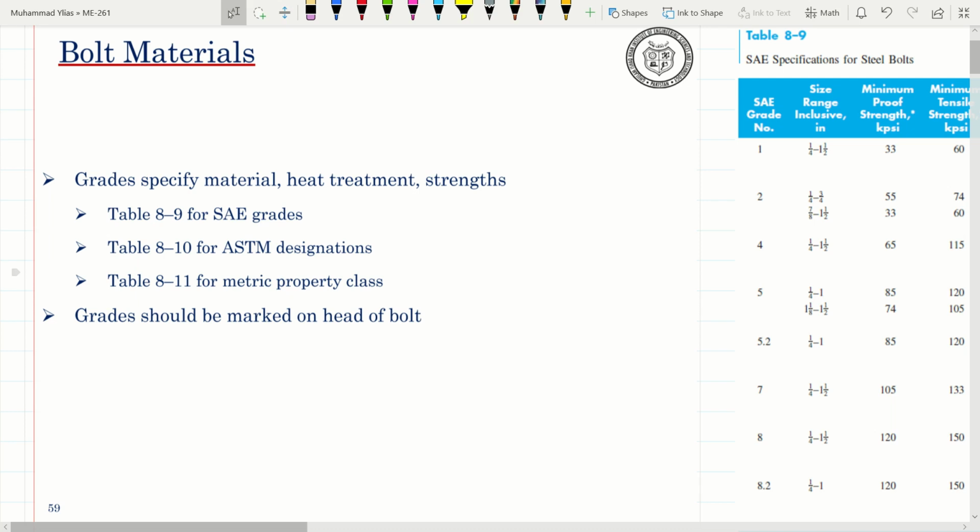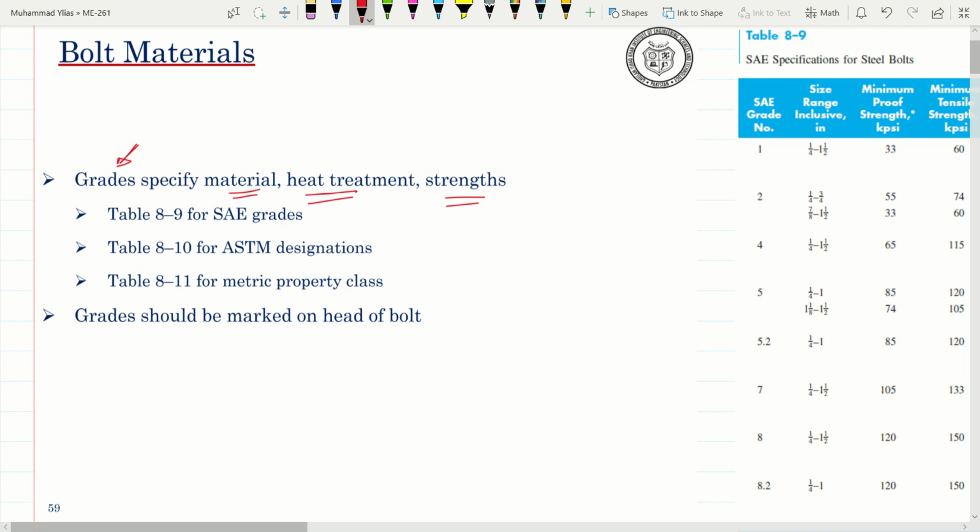We will take a look at the bolt materials and how these are specified. Bolt materials are sometimes written in terms of grades, and these grades tell us not only about the material but also about heat treatment and their strengths.